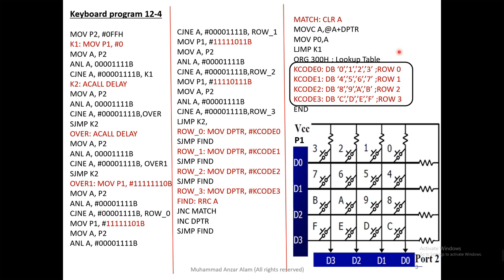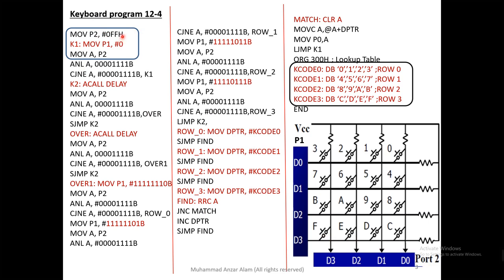Okay, so this is one part, and then the first three lines. So what the program is doing, 0FFH to P2. What is P2? P2 is an input port, as we said before. As we know, if we want to make P2 an input port, we have to place the FF value. So we did it.